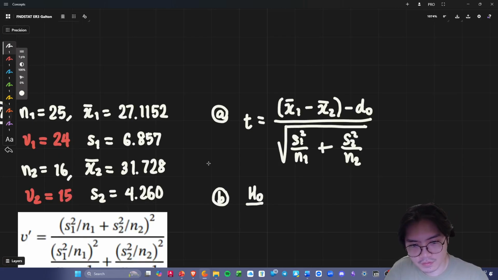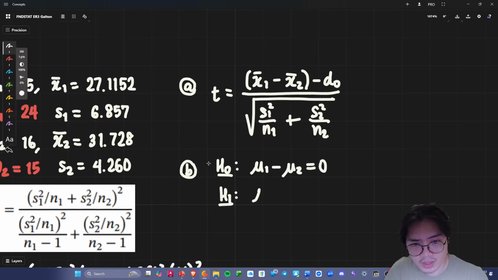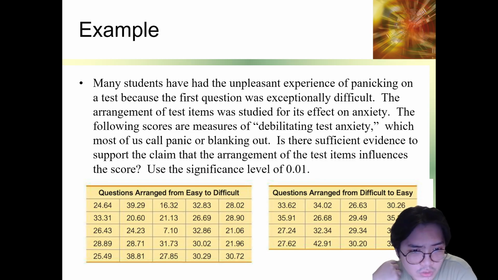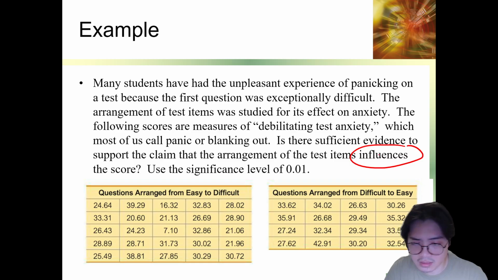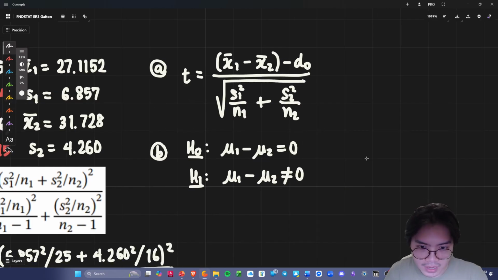Letter B. Of course, we're trying to understand if these two are different. So mu1 minus mu2 is 0. Let's try to see if it is two-tailed or one-tailed. Is there sufficient evidence to support the claim that the arrangement of test items influences the score? Notice that they don't say anything about it making the students more anxious. You're just saying if there is influence. It could be a positive influence, it could be a negative influence. Therefore, it's a two-tailed test.